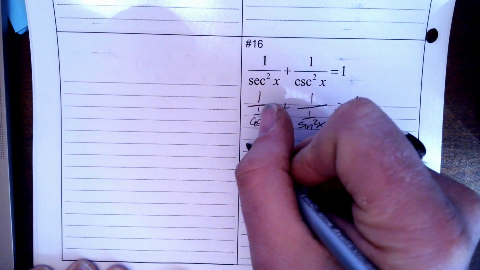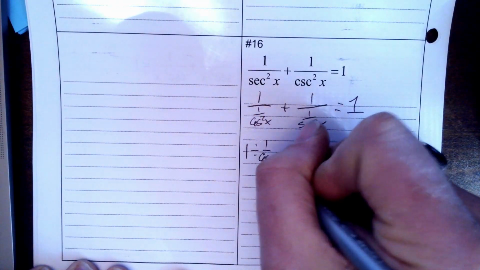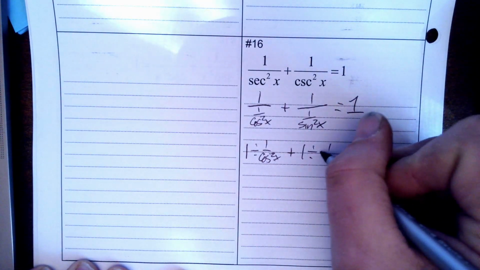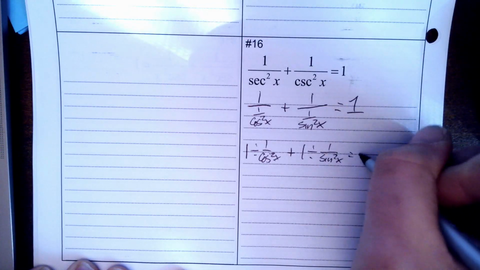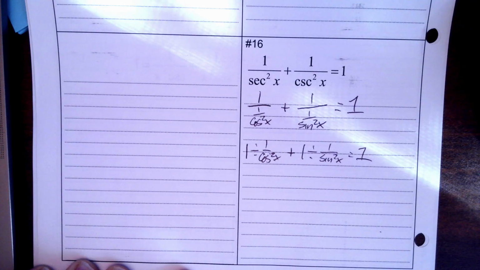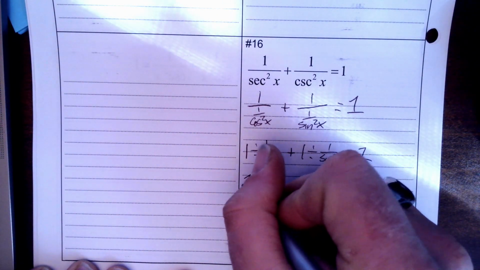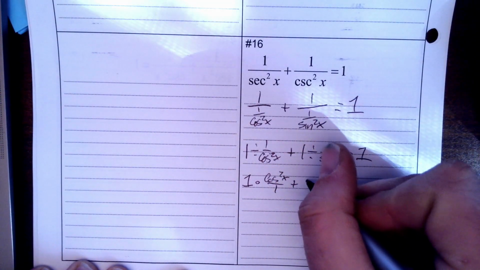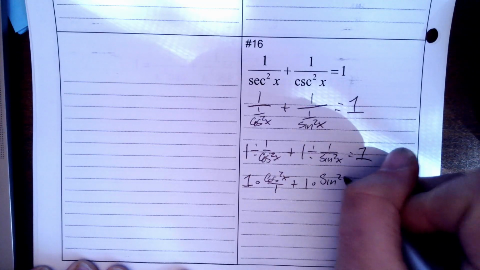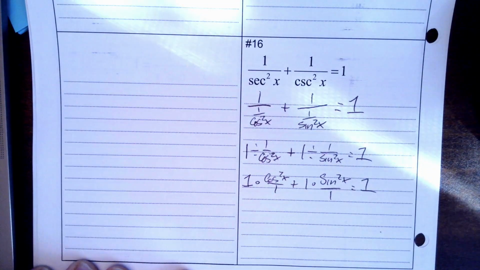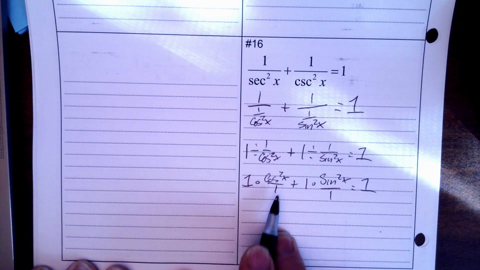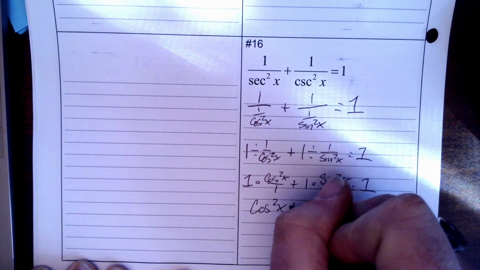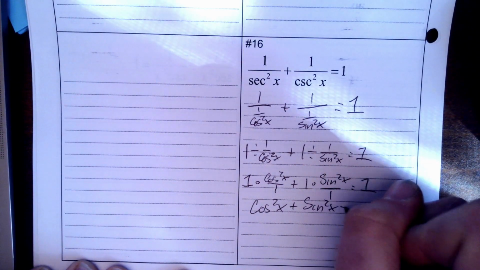If we wanted to show the fraction math, 1 divided by 1 over the cosine squared of x plus 1 divided by 1 over the sine squared of x equals 1. And when you divide by a fraction, you multiply it by the reciprocal. So we have 1 times the cosine squared of x over 1 plus 1 times the sine squared of x over 1 equals 1. And 1 times anything and then divided by 1 is still just the anything that we had. So we have the cosine squared of x plus the sine squared of x equals 1.